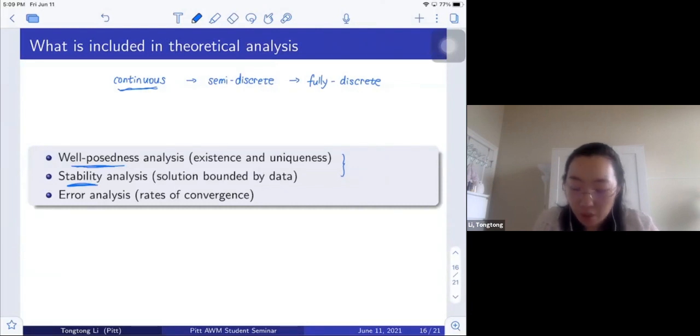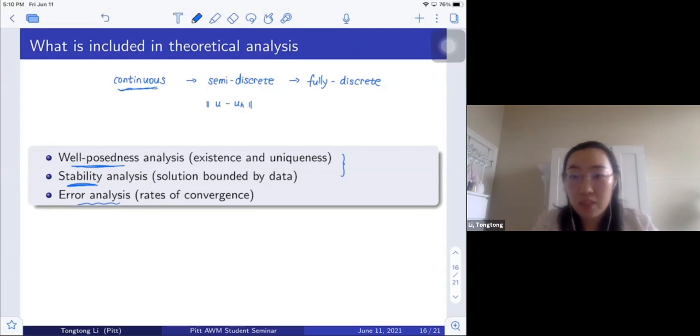Now for the semi-discrete one, we also want to know if we indeed have well-posedness for our semi-discrete solution, and if we have, will it be stable? But one more thing we care about is the error. For example, you have the variable u and you approximate it with say u_h. Then we want to know the error in appropriate norms. Since you are discretizing the space, if you shrink the mesh size, are you able to get the rate of convergence that you expect? That's basically the three parts that we care about for the semi-discrete case.